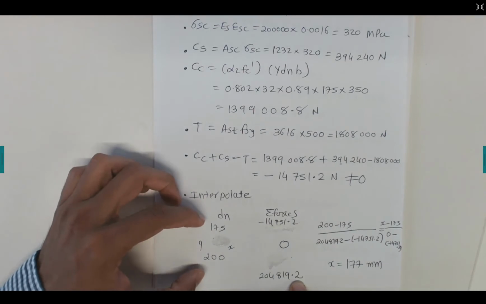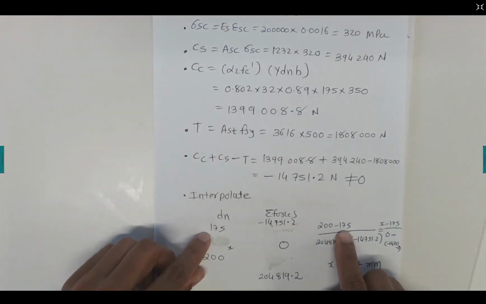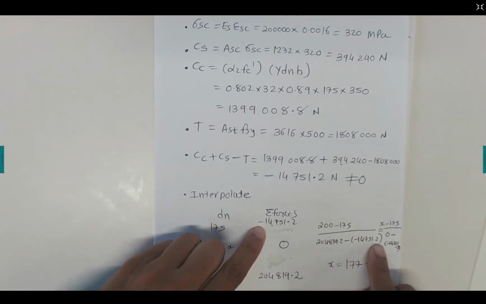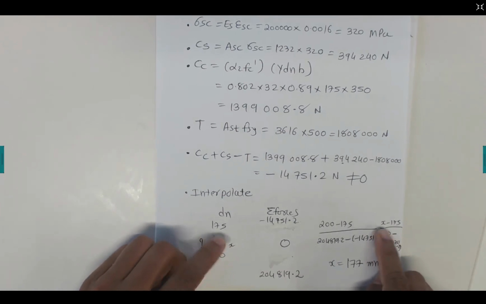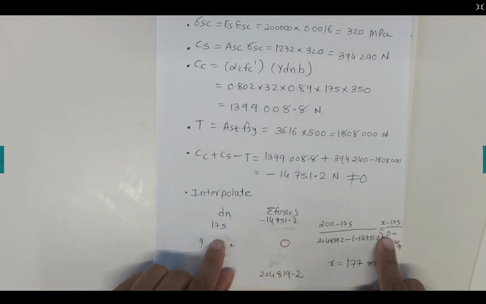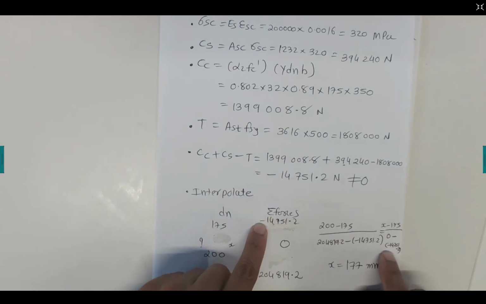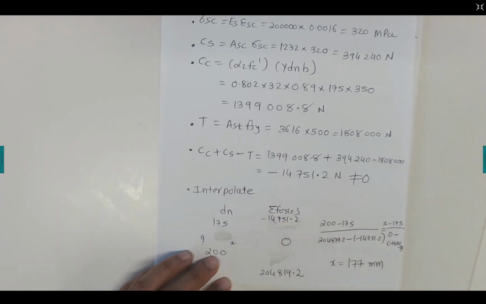204,819.2 newtons. Now we do the interpolation: 200 minus 175, 204,819 minus 14,751.2 equals the dn value we need to find, x minus 175, and this force should be 0, whatever the dn value we get. So 0 minus 1475.1.2. If you do the calculations, it gives us x equal to 177 millimeters. So we now know 177 millimeters will give the force equal to 0.